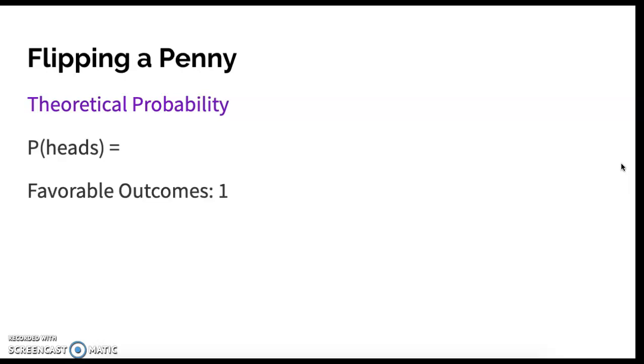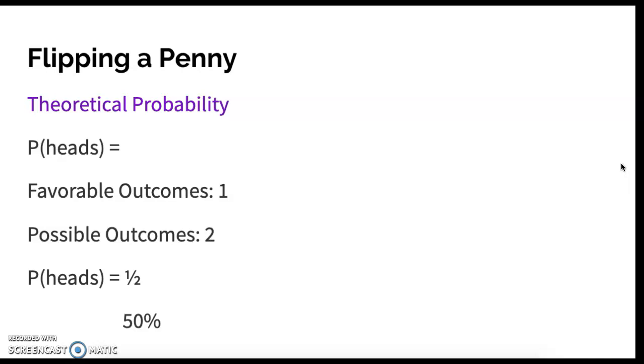1. So my number of favorable outcomes is 1. Then I need to know the number of possible outcomes. On a coin, we can either get heads or tails, so there are 2 possible outcomes. That means the probability of flipping heads on a penny is 1/2. And I know that 1/2 is 50%. So that's the theoretical probability.